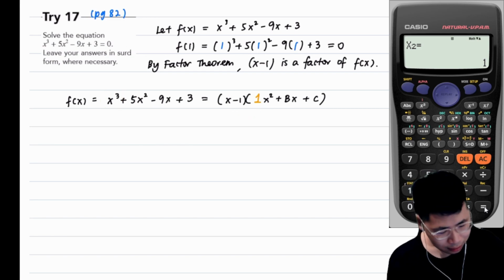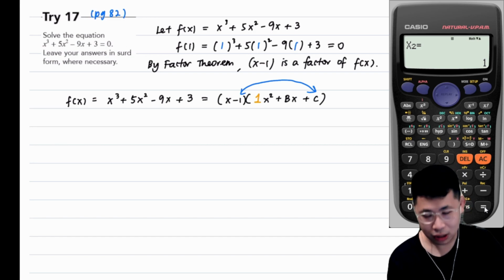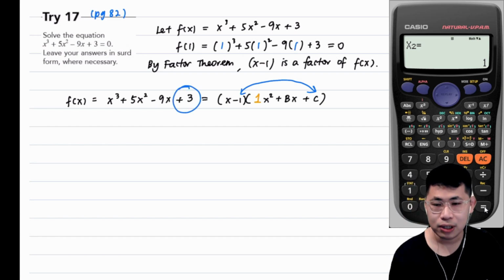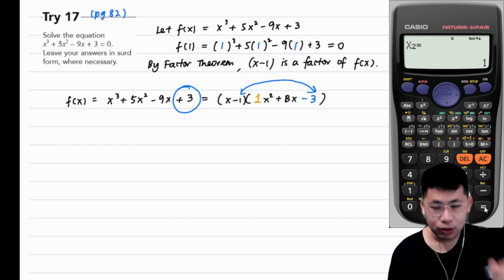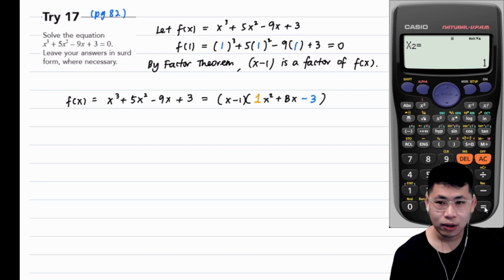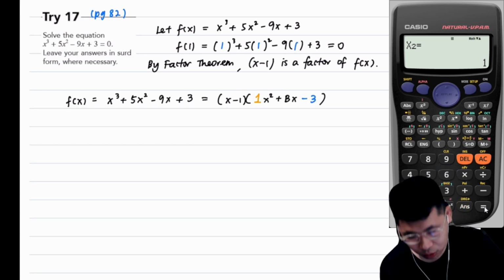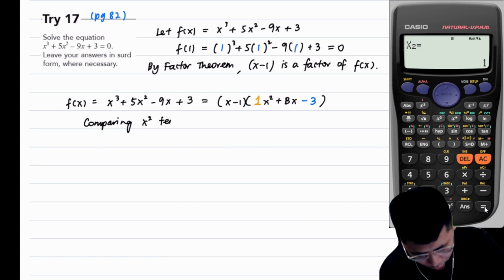Now the next smart number that I can do is to look at the constant. The constant is going to come from the multiplication of these two terms, and over here my plus 3. So what is a smart number to put for c to get my plus 3? I can put in a negative 3. So negative 1 times negative 3 will give me a plus 3. So there goes my a and my c. What is left to do is to look for my b. So comparing x squared terms, or I can compare x terms. Why not compare x terms now?